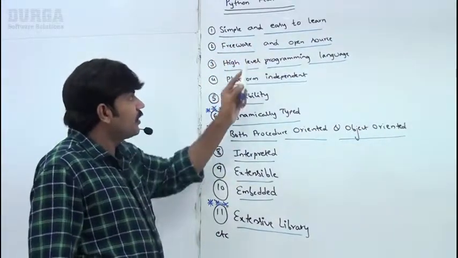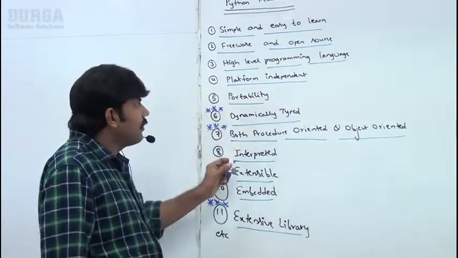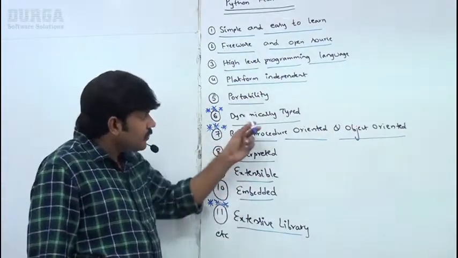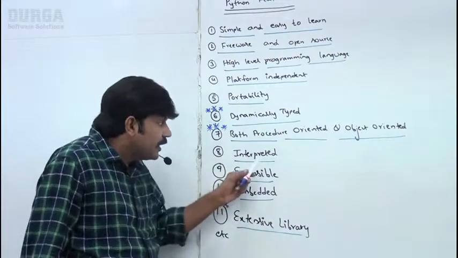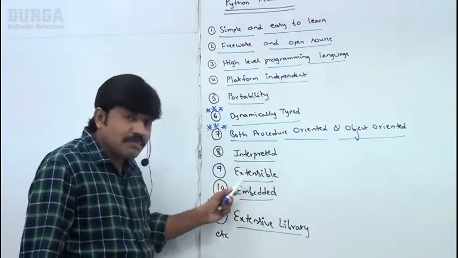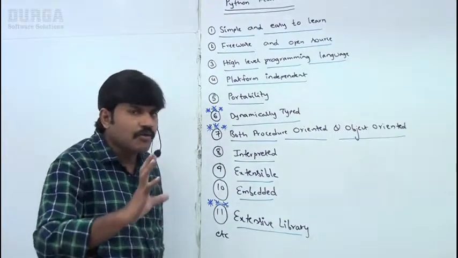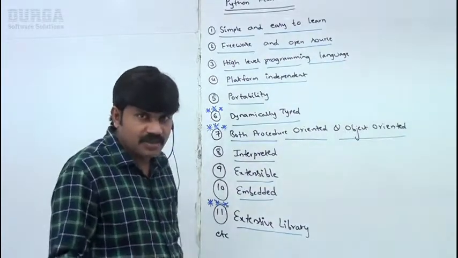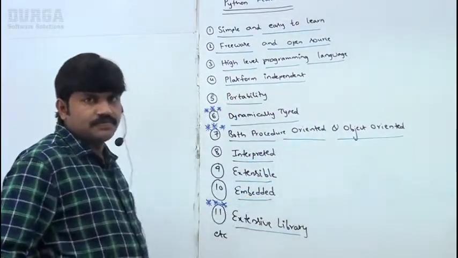Second one, freeware, it is open source, high level programming language. Next, platform independent, portability, dynamically typed, both procedure oriented and object oriented, interpreted, extensible, embedded and extensive library. These are various important features of Python, sir. Okay, now let me talk about the first one, sir.